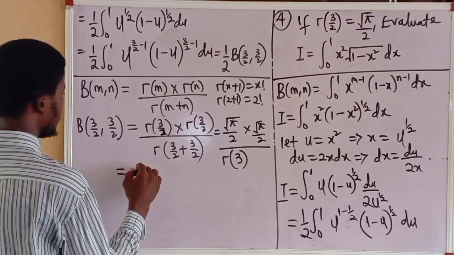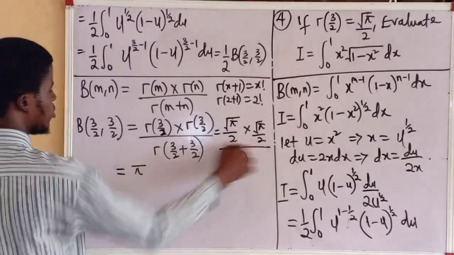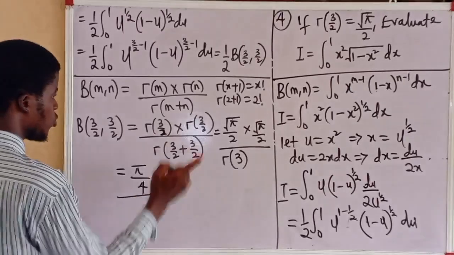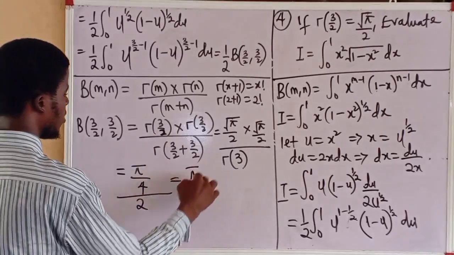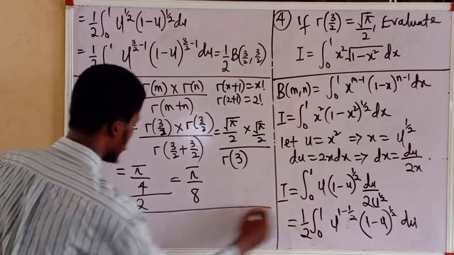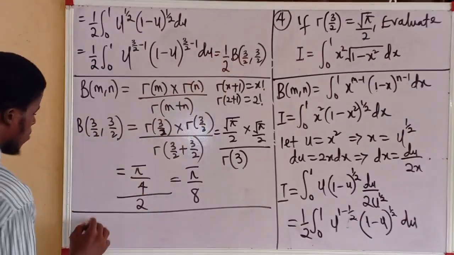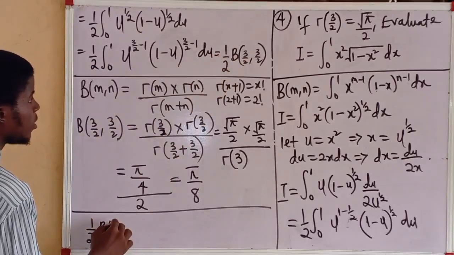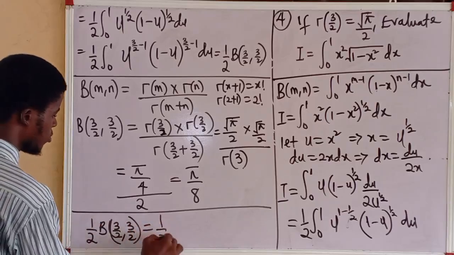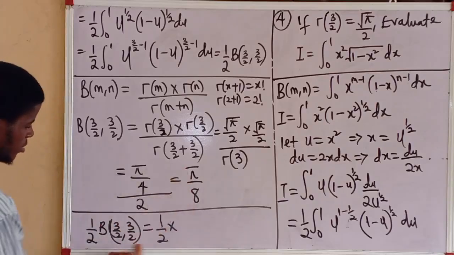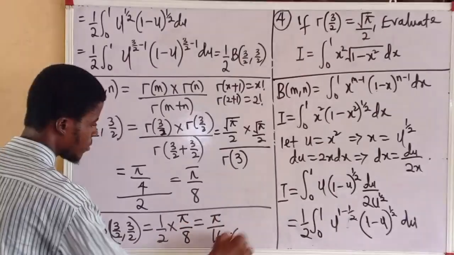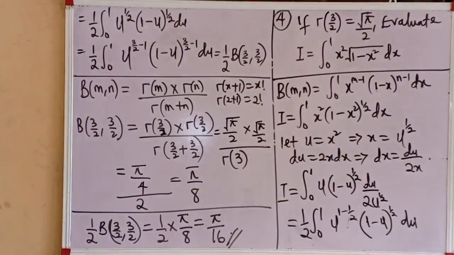Root pi times root pi is pi. By law of surd, 2 times 2 is what? 4. Gamma of 3 is 2 factorial, that's 2. So we have pi all over 8, since 4 times 2 is 8. So this now will be 1 over 2 into beta of 3 over 2 and 3 over 2, which is equal to 1 over 2 times pi all over 8, and that's what? Pi over 16. So this is the value of the integral.